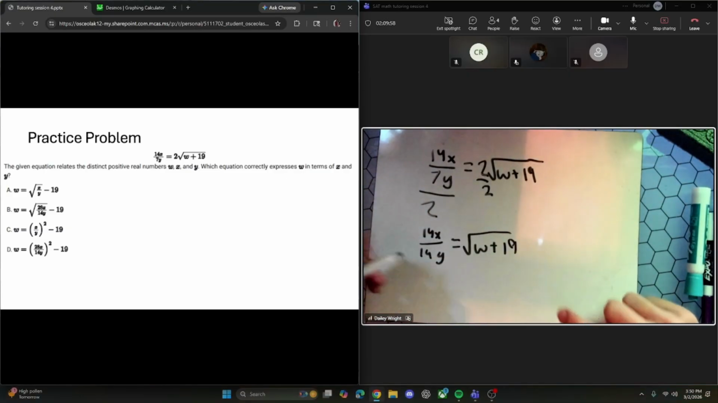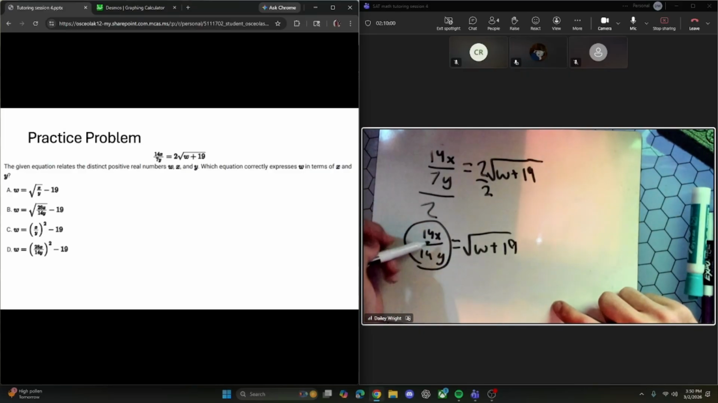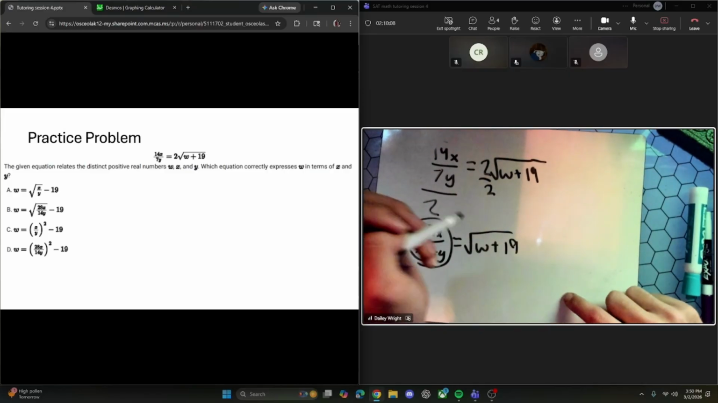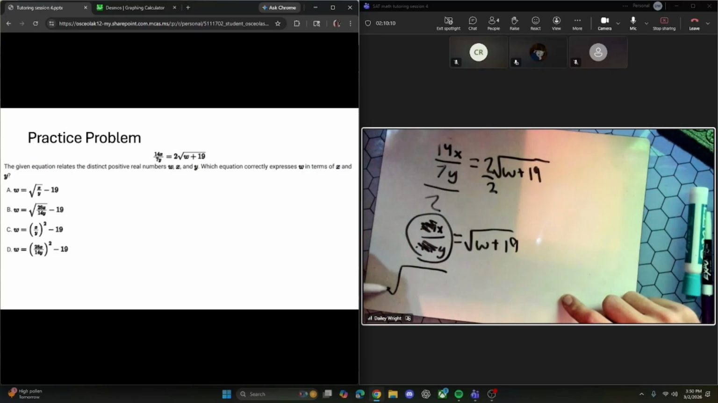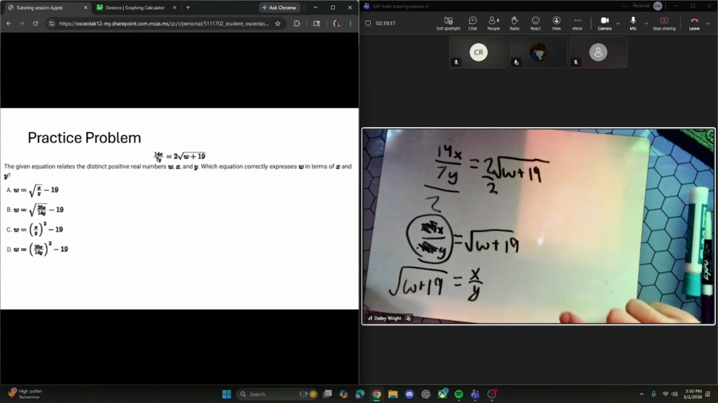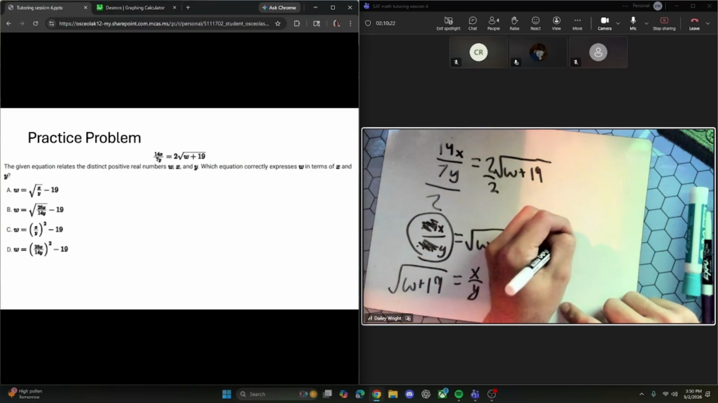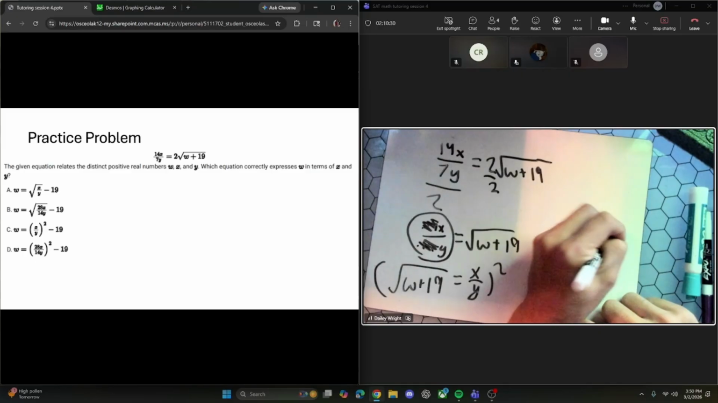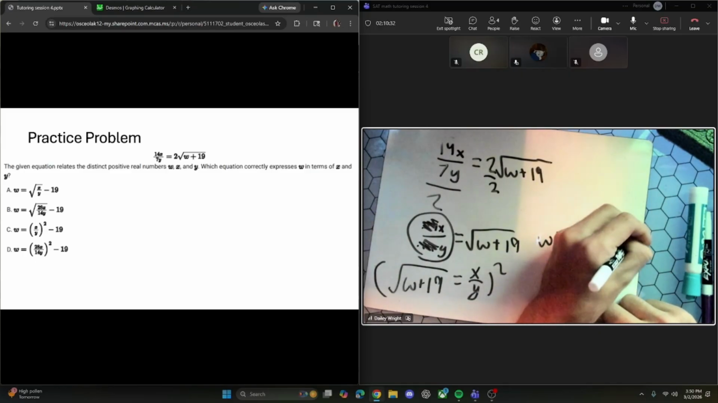Well, if you notice in this part of the equation, there's a 14 in both the numerator and the denominator, so this can cancel out. Let's just try to make this as simple as possible. So you get root w plus 19 equals x over y. Now you can square both sides. Because I squared everything, w plus 19 equals x over y squared.